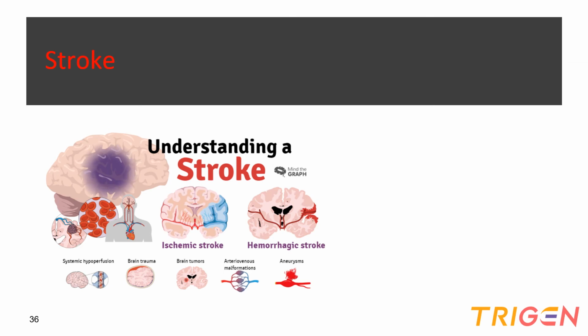Another condition that can be debilitating is a stroke. There are two main forms of a stroke. The more common one is an ischemic stroke, which is a blockage of one of the blood vessels supplying the brain, leading to cell death in that particular region. The other type is a hemorrhagic stroke, where there is a significant amount of bleeding in a portion of the brain.